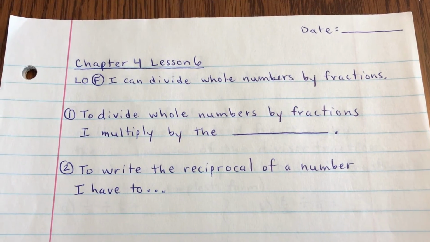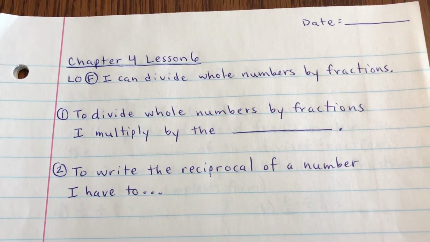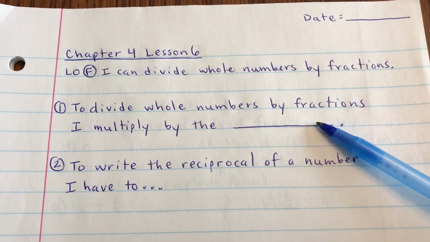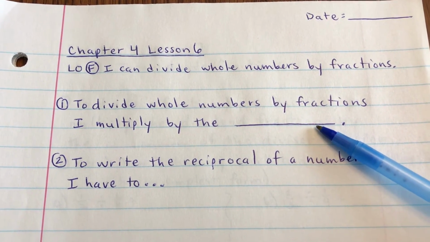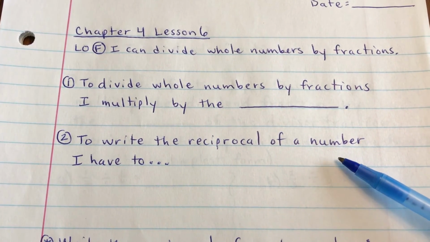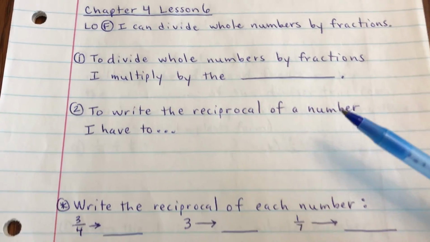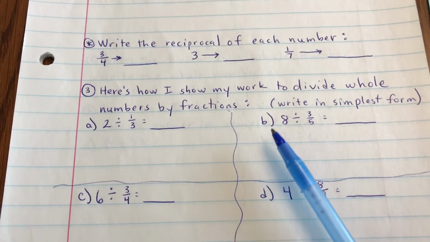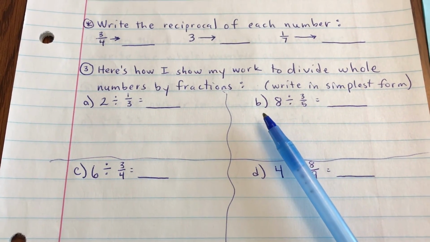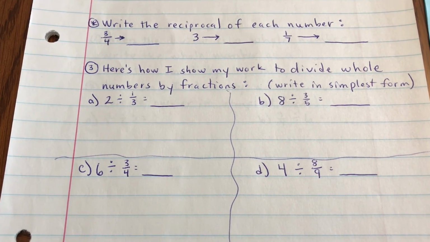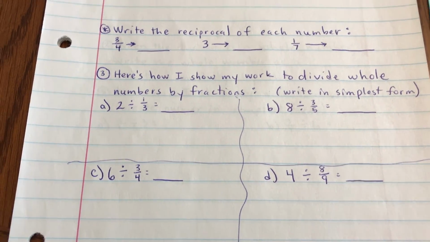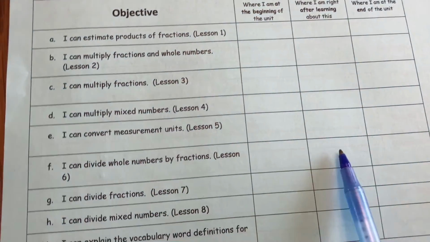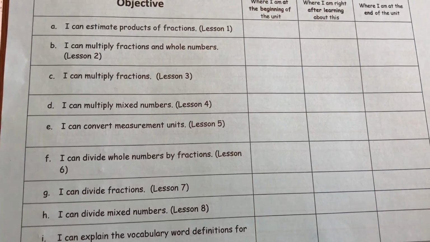All right, Chapter 4, Lesson 6, Reflection, dividing whole numbers by fractions. Number 1, to divide whole numbers by fractions, I multiply by the what? To write the reciprocal of a number, I have to explain what you do. Write the reciprocal of each of those. And here's how I show my work to divide whole numbers by fractions. Please write your answer in simplest form. And then go ahead and do what one? Learning objective F, middle column, dividing whole numbers by fractions.